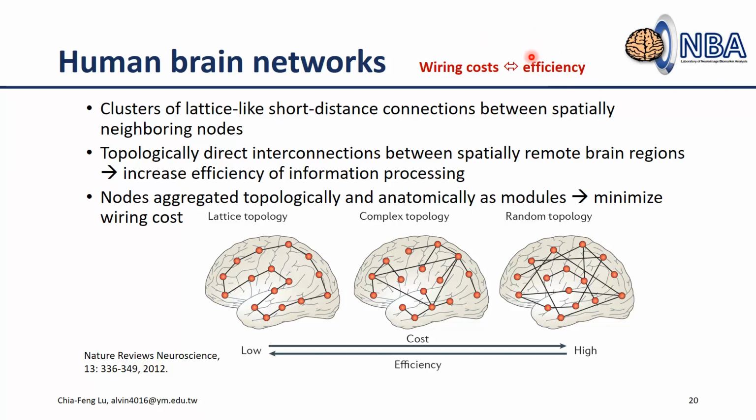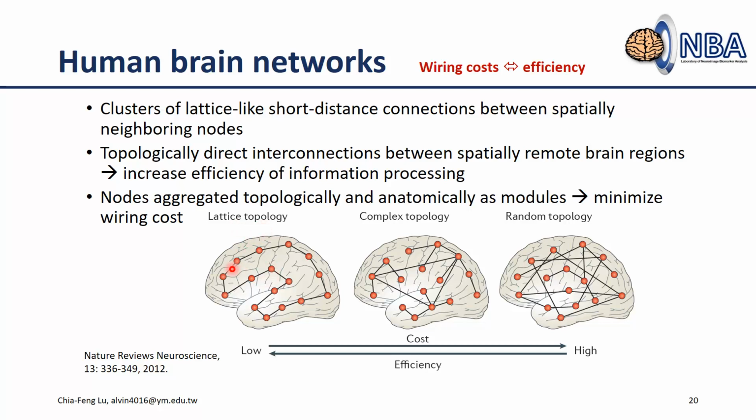So this is a kind of trade-off. If you want to spend more wiring cost, high wiring cost definitely may give you high efficiency. However, the cost is so high that normally our brain cannot support this kind of situation. So we need to find a beautiful balance. There is a balance point between these two kinds of situations. This one we call lattice topology.